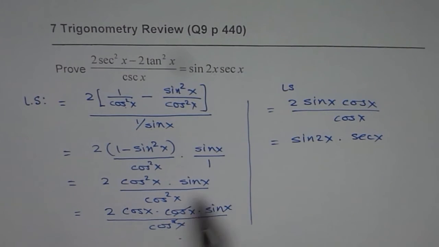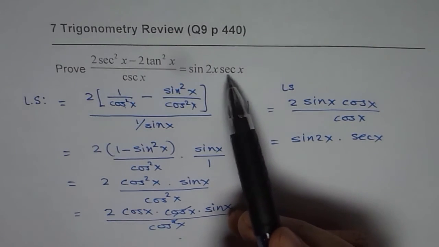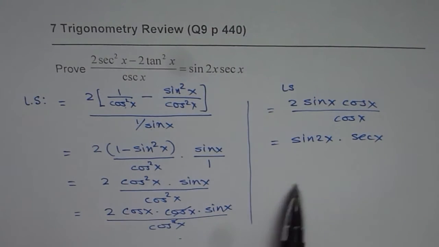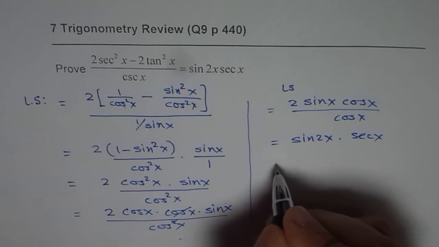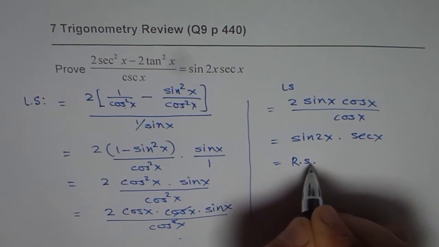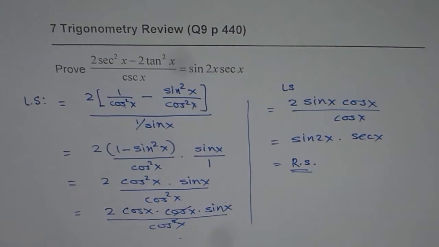Some teachers object that you should not work from both sides. Otherwise you could have solved from the right side and then got similar answers, correct? Now we can write this equals to the right-hand side, correct? Now that is how you could do it.